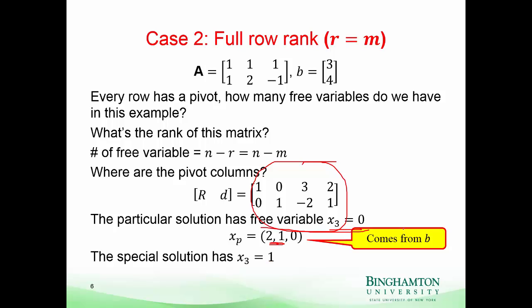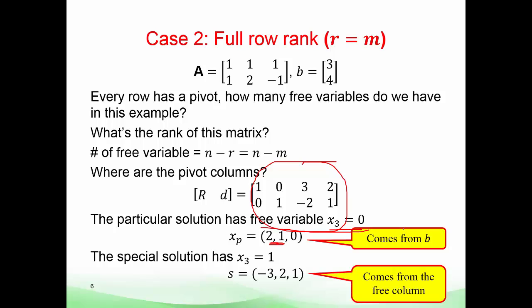The special solution, we have just one special solution in this case, since there's just one free variable. So x3 is equal to 1 in that special solution. So if we put that in, we can solve for the two pivot variables, and we would get this special solution vector. So there's just one special solution vector in this case, which tells us that the null space has dimension of 1, which means it's a line. So it'll be a line in this three-dimensional space.